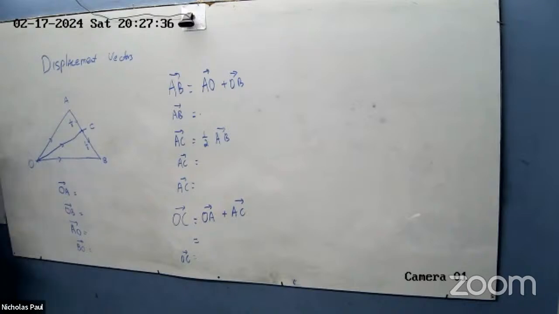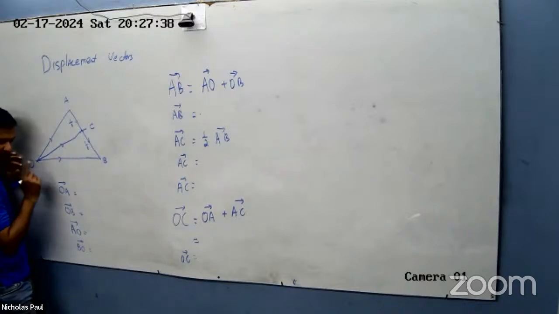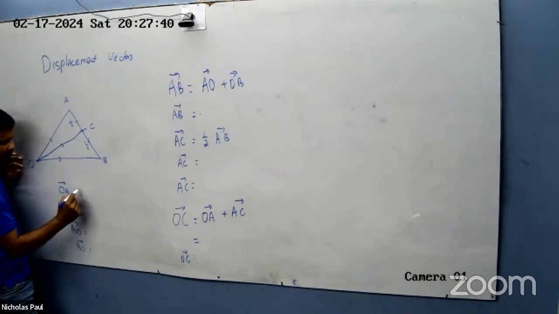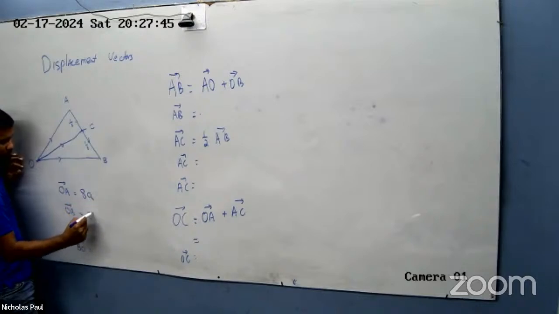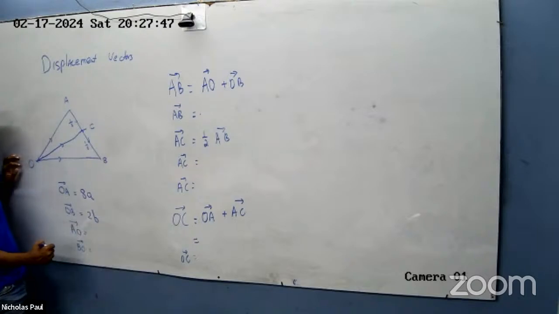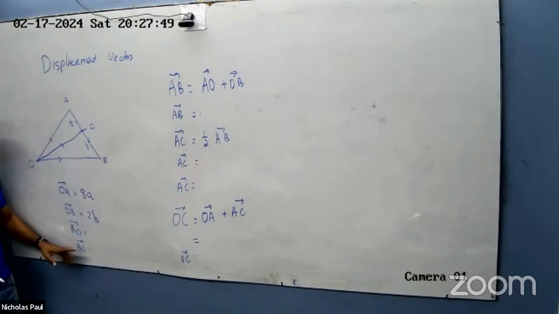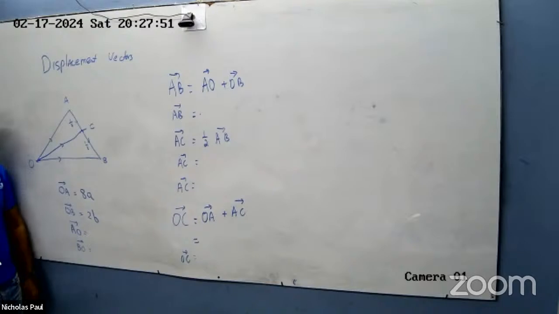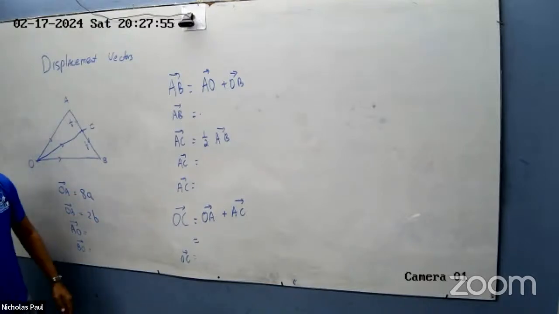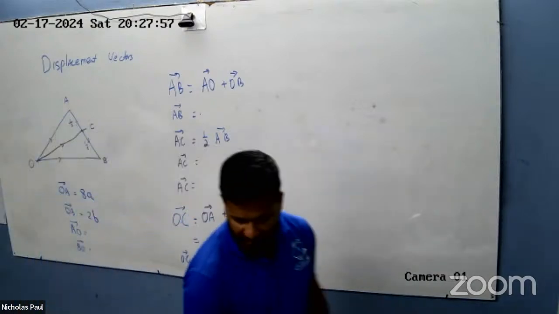Let's try one more. I'll give this different. I wouldn't give you numbers as yet, right? Do this one. See if you could find everything that's missing. AB, find AB, AC, and OC. Then I'll give you an example with numbers.